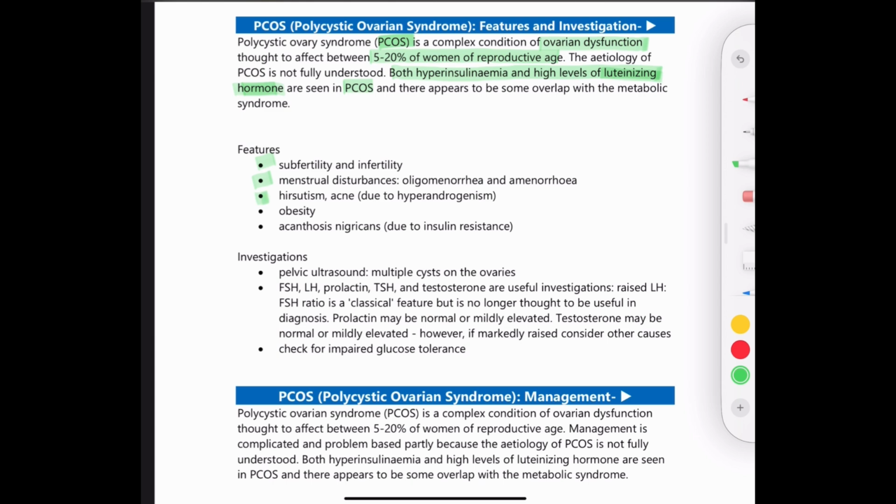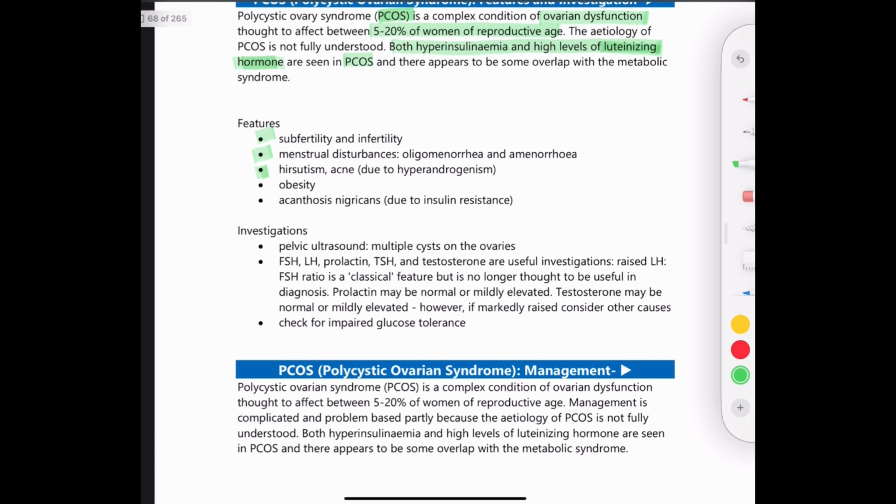Hirsutism, acne due to hyperandrogenism. And you guys know about it. Hirsutism is what? Increased growth of hairs, right? Now, obesity, acanthosis nigricans due to insulin resistance. You know about the acanthosis nigricans, right? The dark pigmentations occur. Yes.